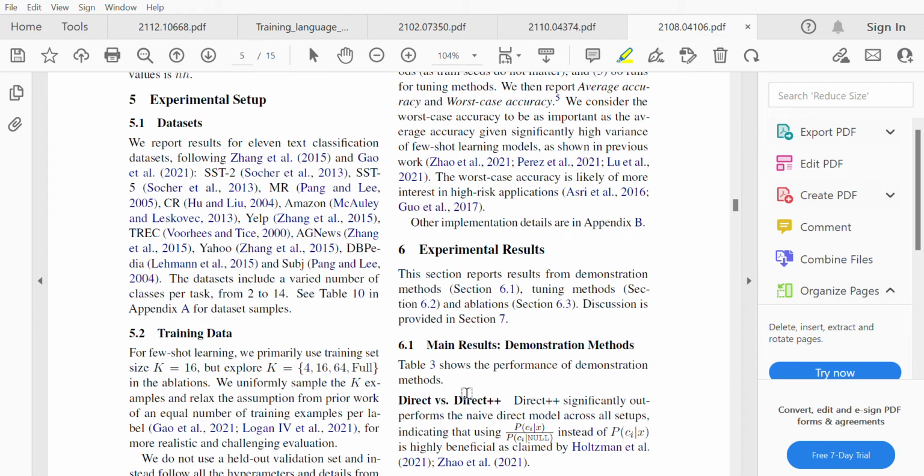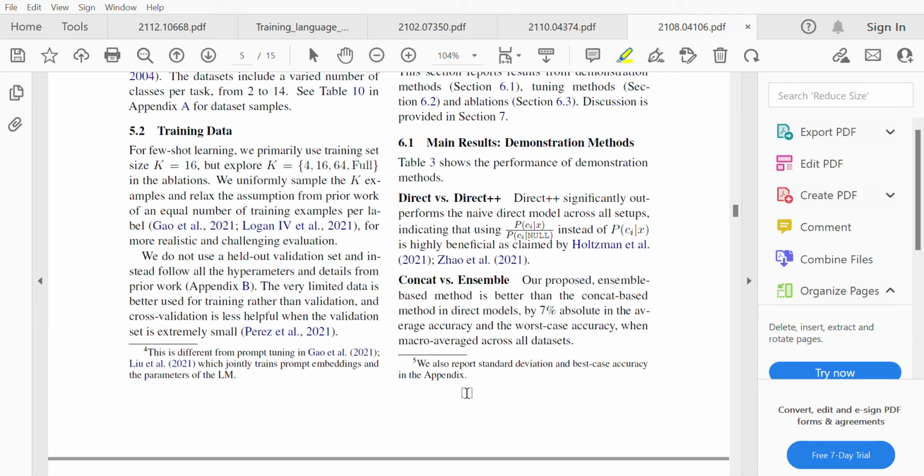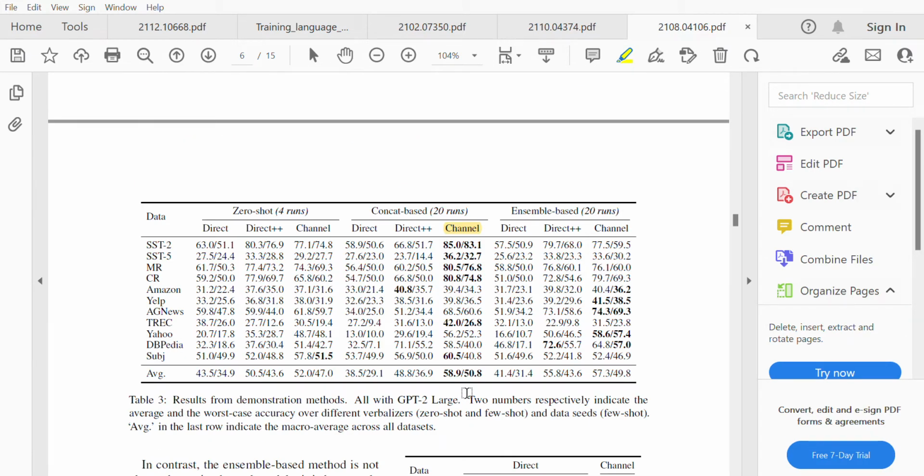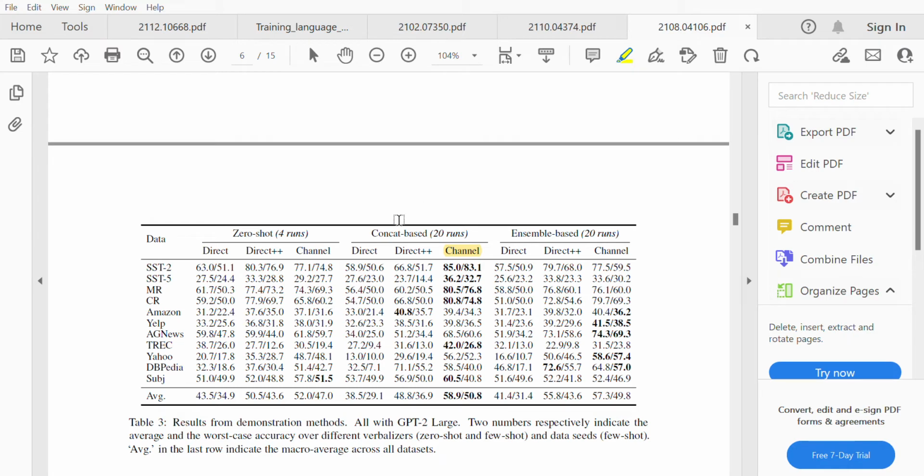They talk about the data and the experimental results. I like their pictures and data output more generally. They're going to look at these three approaches, right? The ensemble, the concatenate-based, and the zero-shot approach. And they're going to compare them to direct tuning, and direct++ tuning, which is the one where they also balance out the null case in terms of predicting the output. And then their favorite and new method, the channel method that they're going to use to do tuning.